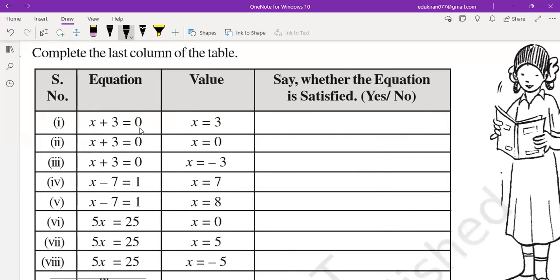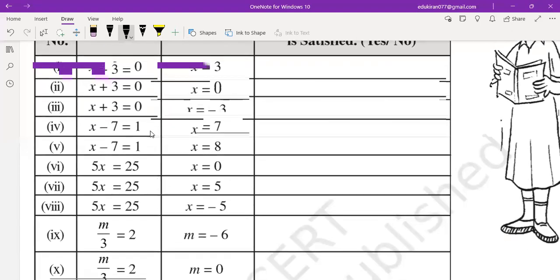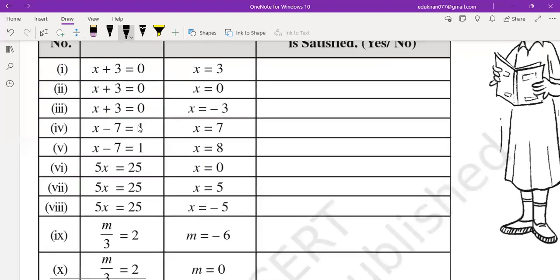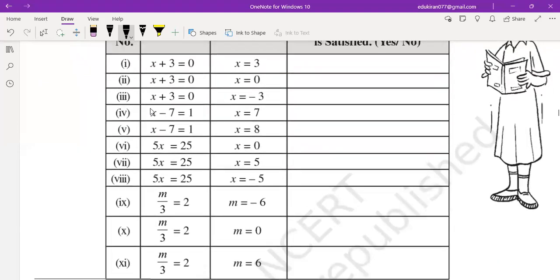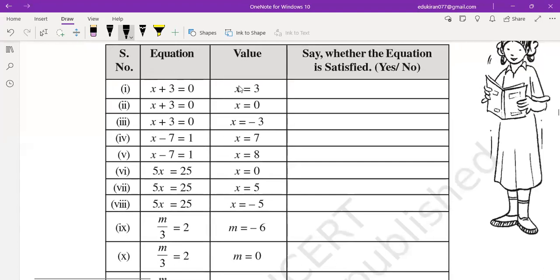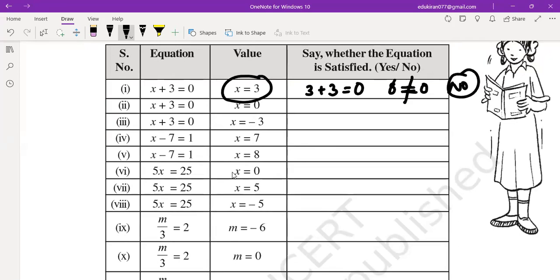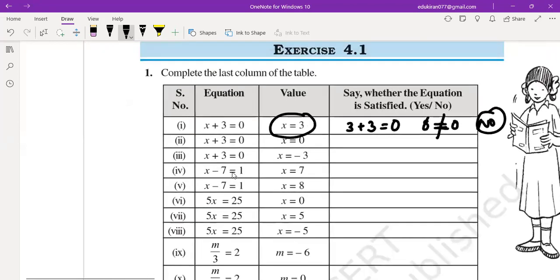So in the first question, we have to write 3 plus 3, because x is 3, right? The value of x is 3. So you will write it like this: 3 plus 3 equals to 0. So 3 plus 3 will give you 6. So 6 is equals to 0? No, ma'am. So the answer will be no. Okay, like that. Go ahead.